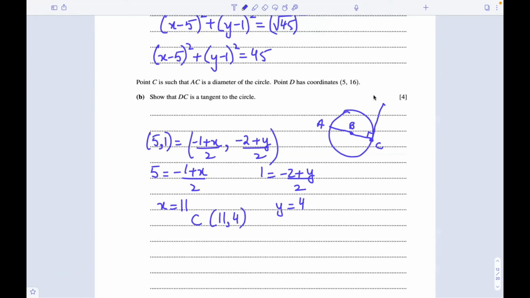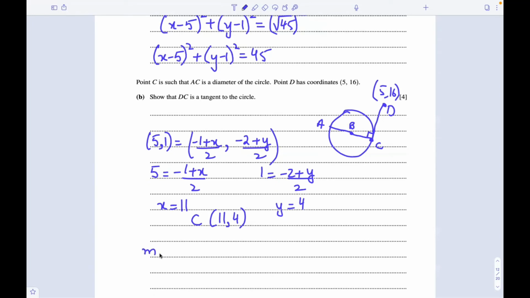Now the coordinates of D are given as (5, 16), and we have to show that DC is a tangent. So what we can do is find the gradient of AC, find the gradient of DC, and show that they're negative reciprocals of each other, as if two lines are perpendicular, their gradients are negative reciprocals.